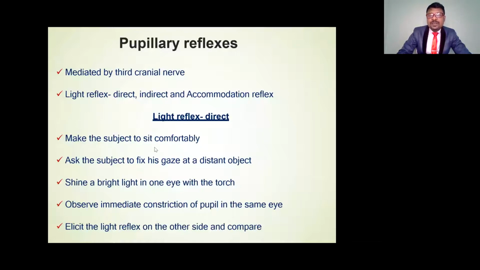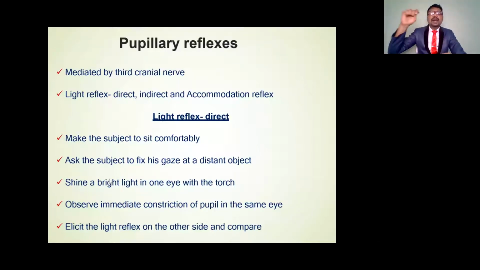Make the subject sit comfortably. Ask the subject to fix the gaze on a distant object, to look straight and concentrate on one particular object. Then shine a bright light into one eye with a torch. You observe immediate constriction of the pupil on the same side. The pupil is going to be constricted, closed, while dilation means it is opening.